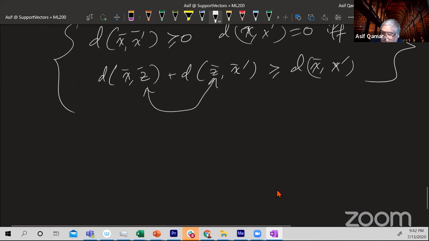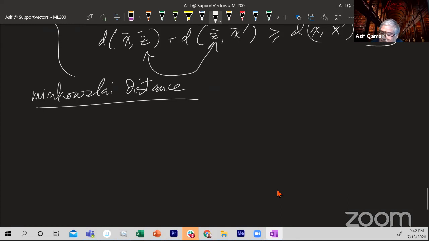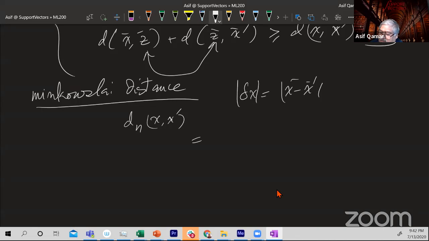Typical distances that we talked about are the Minkowski distance. Just as a recap, the distance was defined through a norm, d_n of x between x and x prime. Let us define delta x is equal to x minus x prime, and the mod of this to be the absolute difference. So by definition, the Minkowski norm of n, with n from 1 to infinity, is defined as delta x.